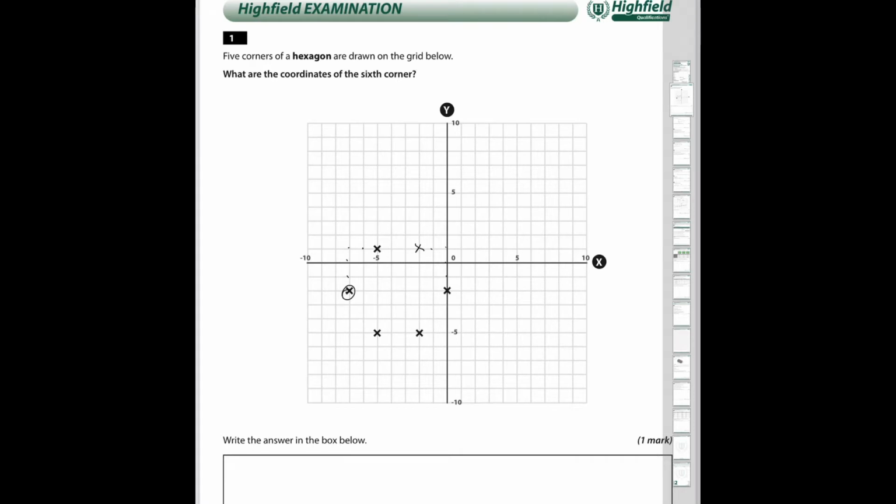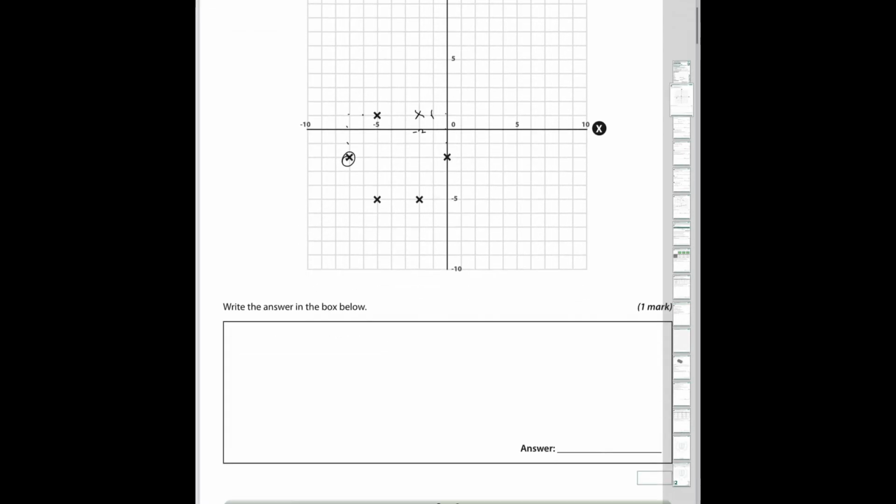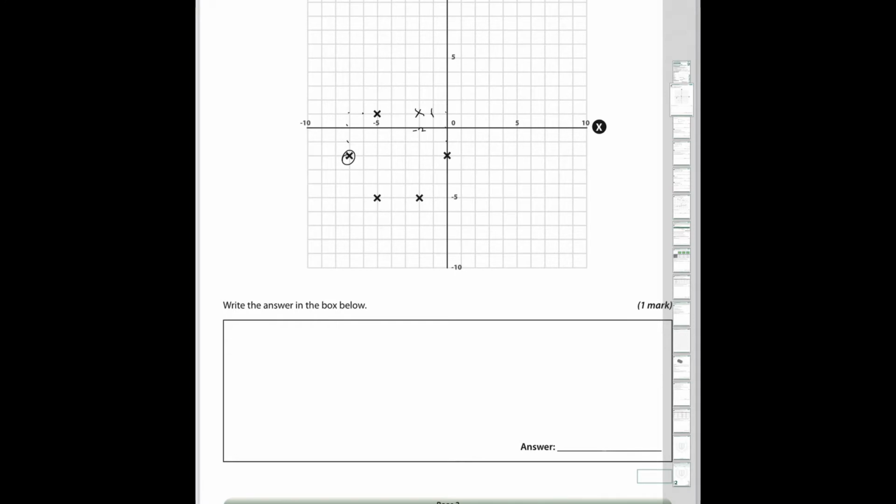What are the coordinates? So that's -5, that's 0, so that's -2, and then that's just 1 up. So the coordinates are, I'll scroll down to the answer, -2, 1. So you'd always do the x before the y.